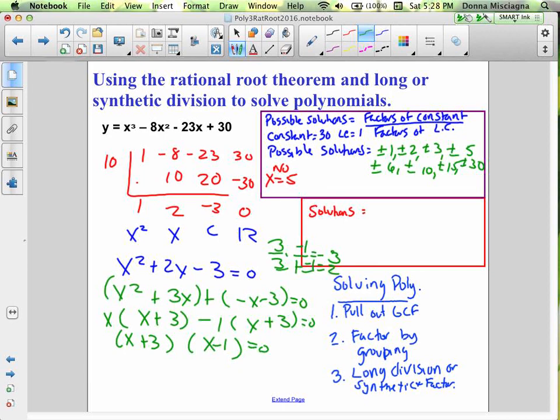All right, so now let's solve by setting those equal to 0. Right, so we have x plus 3 equals 0. X is negative 3. X minus 1 equals 0. X is 1. So in addition, our solutions, we have x equals 10. And then we have the ones we got by factoring the second part, which is negative 3 and 1.